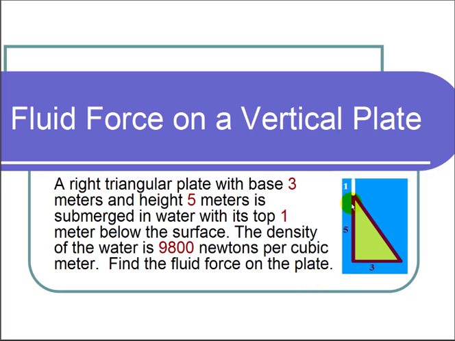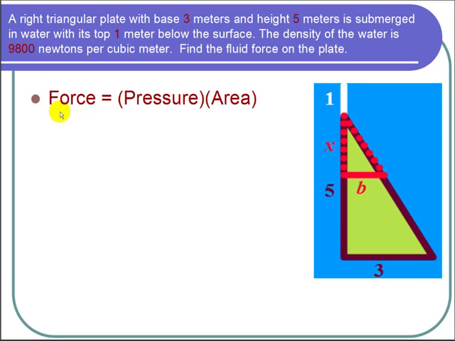So here's our picture. We have a triangular plate. We can see that it's 1 meter below, and the triangle has base 3 and height 5. Let's start out with some basic physics, and that's that the force is equal to the pressure times the area. And next, the pressure is equal to the weight density times the distance from the top of the water, the surface of the water, to the piece of the plate that's having pressure exerted on it.